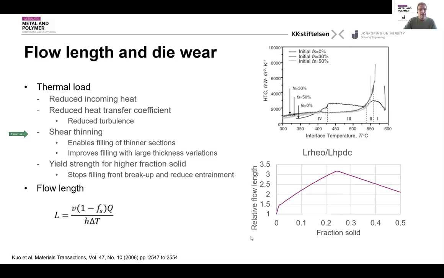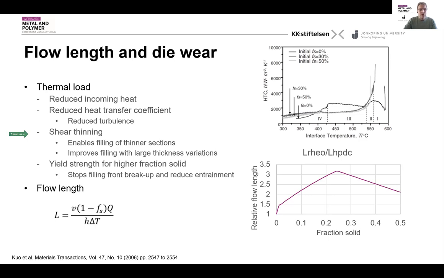Now, the shear thinning allows you to do better filling of sections, and it improves your ability to handle the large thickness variations. So that means it supports not only the flow length, but also the filling of thin sections.